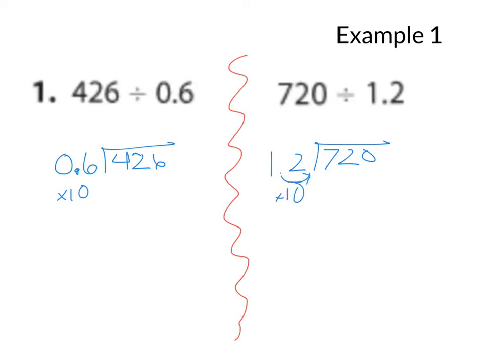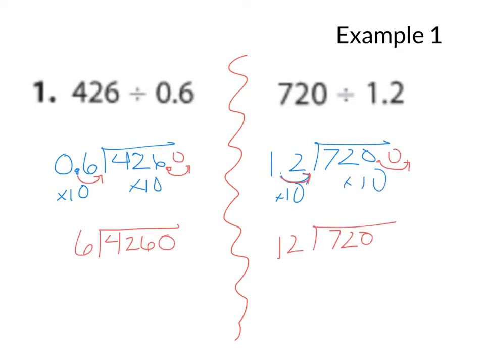And anytime I do anything to this side, I need to do it to this side, so I'm also going to multiply this by 10 and this by 10. And so now I'm going to get a new problem. And so now I have my new problems. Notice how I moved the decimal over one spot there, and I also moved it one spot here. The decimal place goes after a whole number.